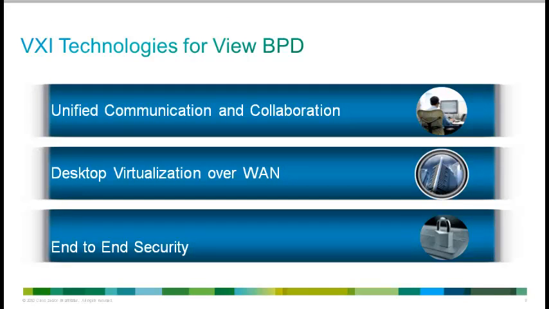Here are some of the critical technologies which are part of the Cisco VXI Smart Solution, which can help business process outsourcing IT organizations address key issues specific to unified communication, desktop virtualization over WAN, and end-to-end security. So we'll talk in detail about what's happening in unified communication when you try to deploy virtual desktop and unified communication together, what happens if you want to run desktop virtualization over WAN, and how you would implement physical desktop policy with virtual desktop policy. Here are some of the technologies which we would like to talk about in detail going forward. So let's look at what's happening in unified communication and collaboration technologies.